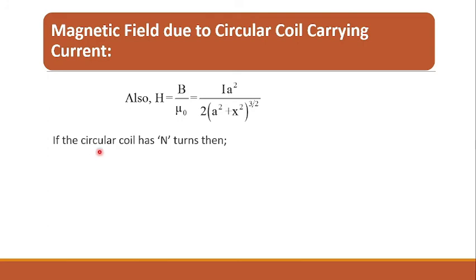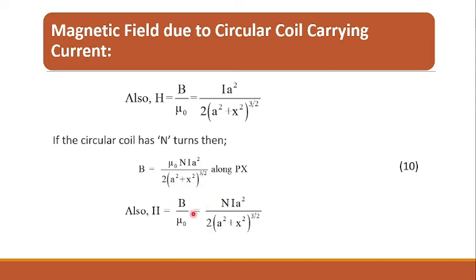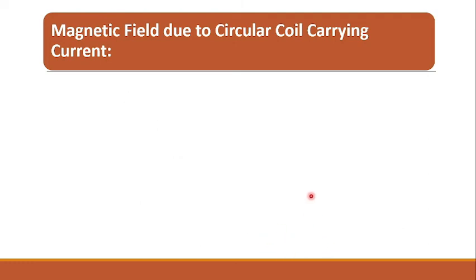If the coil has n turns, then B is equal to mu 0 n I a square upon 2 (a square plus x square) raised to 3 by 2, which is directed along Px. Also H is equal to B upon mu 0, which is equal to n I a square upon 2 (a square plus x square) raised to 3 by 2. So we can see some special cases.